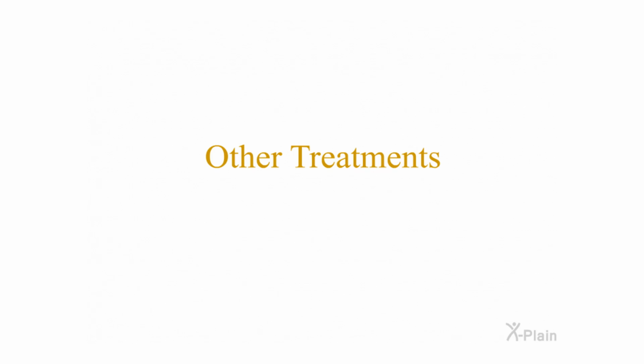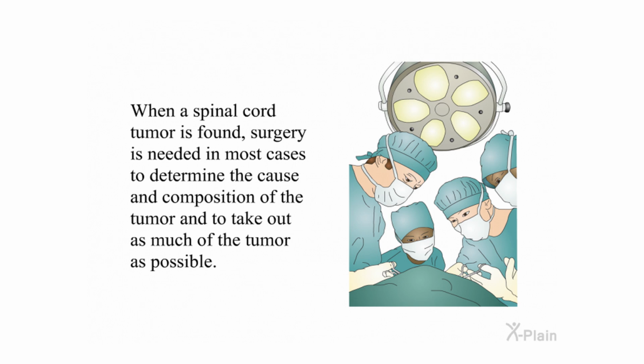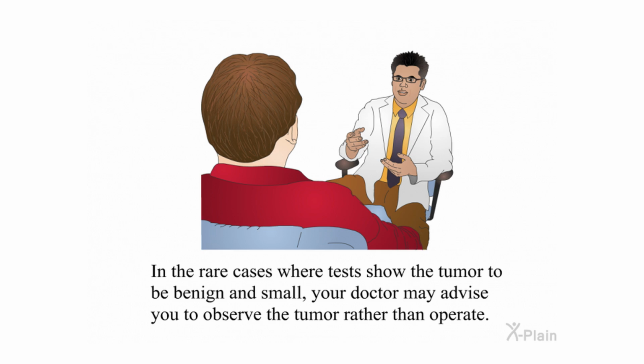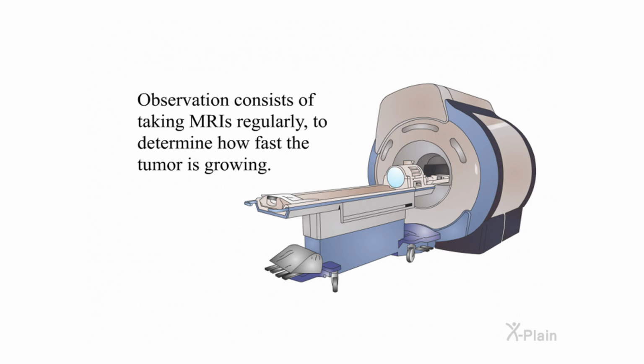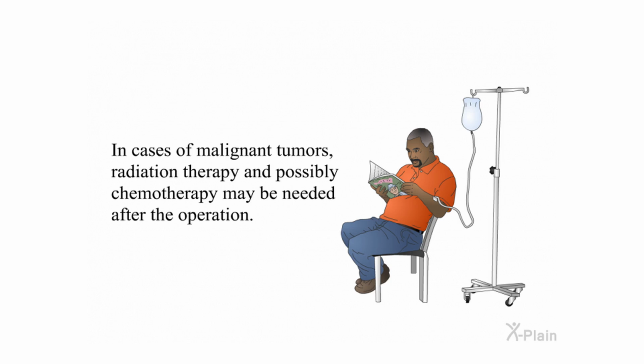Other treatments. When a spinal cord tumor is found, surgery is needed in most cases to determine the cause and composition of the tumor and to take out as much of the tumor as possible. In the rare cases where tests show the tumor to be benign and small, your doctor may advise you to observe the tumor rather than operate. Observation consists of taking MRIs regularly to determine how fast the tumor is growing. In cases of malignant tumors, radiation therapy and possibly chemotherapy may be needed after the operation.